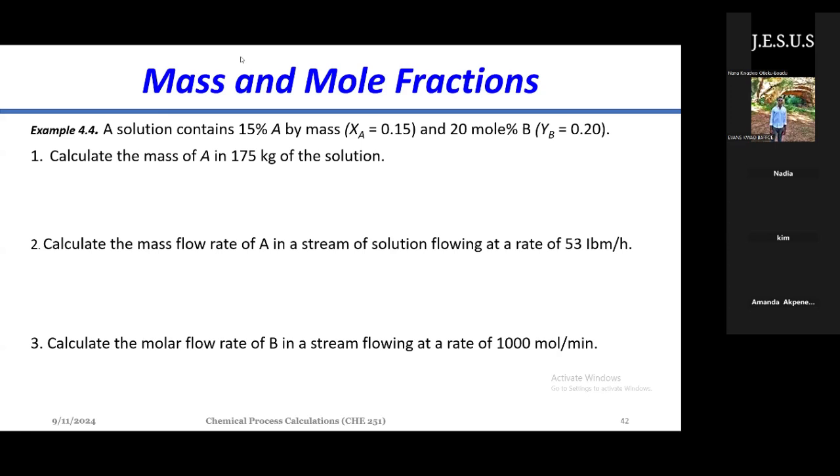I'll just say that when I have 100 kilograms of the mixture, 15 kilograms is occupied by A, or made up of A. So now in a case where I have 175 kilograms, how much of it will be occupied by A? Just like a relation of proportion: 100 kilograms is equivalent to 15 kilograms of A, then 175 kilograms is equivalent to what? So you can use that sense.